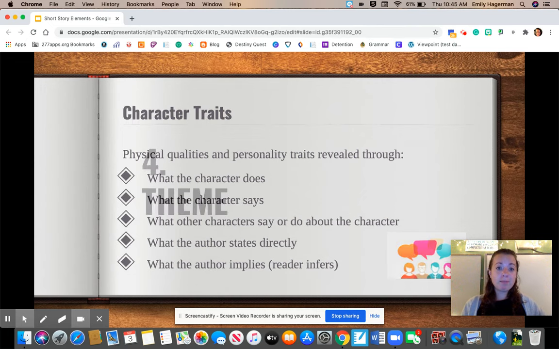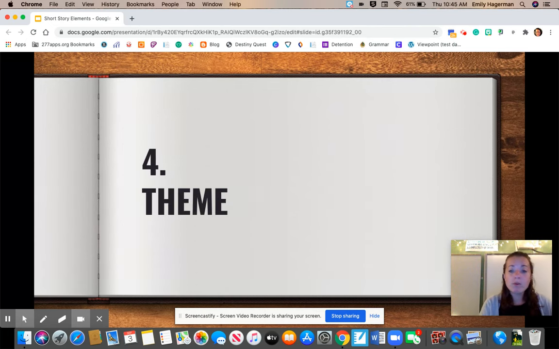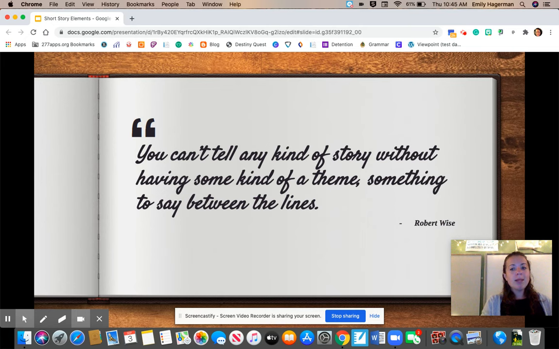So that's character. The final thing we're going to go over is theme. Now, theme is really important. As this quote says, you can't tell any kind of story without having some kind of a theme, something to say between the lines. So the key there is between the lines. You're reading between the lines. It's not what's happening, it's what you have to figure out. So this is a little bit more of detective work for you.